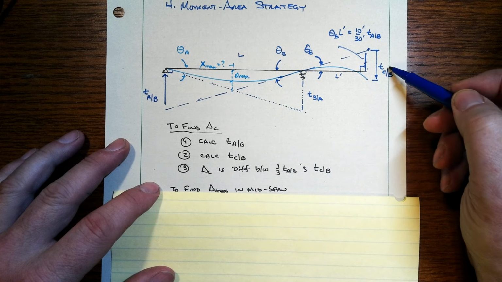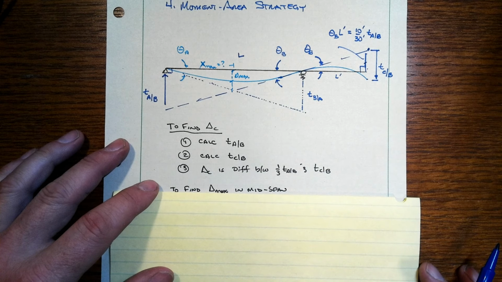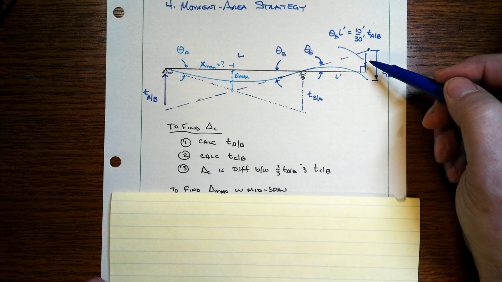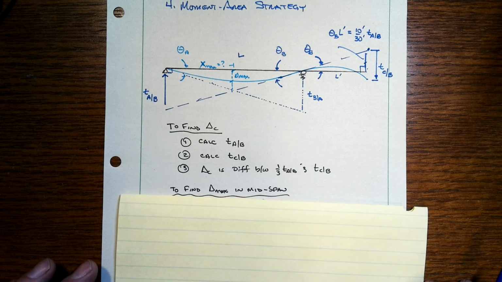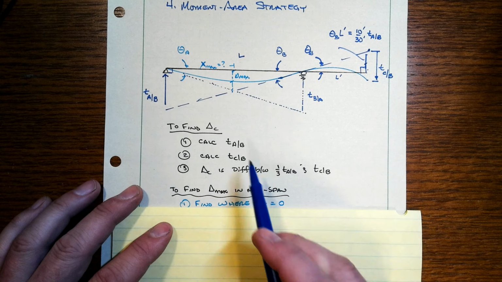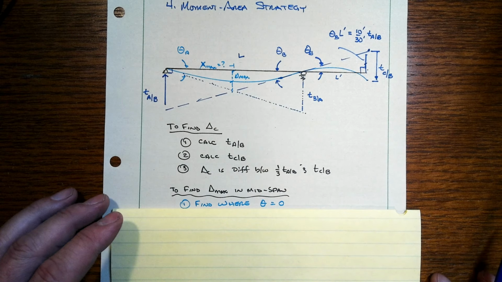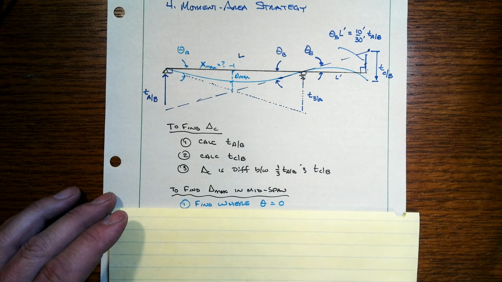If it went down, then TCB will be larger than what the other one is. Technically, one of them's positive and the other one's negative. Right? And of course, in both instances, you'll use the second moment area theorem, which is the first moment of the area under the M over EI diagram between the two points in question, taken about the point in question, which would be, in this case, for TCB out here.